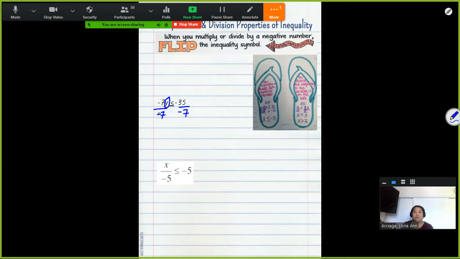Okay. So if you're going to divide this, that's just 1, right? They cancel. You bring down the y, and since we divided by a negative number, we flip. Nice one, Kayla. Y is equal. It can be equal to 5, but what's the original inequality symbol?